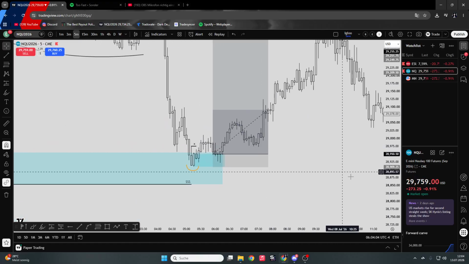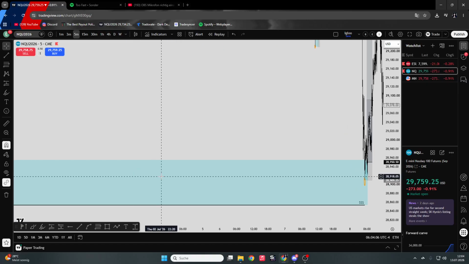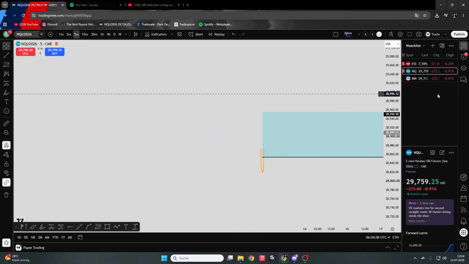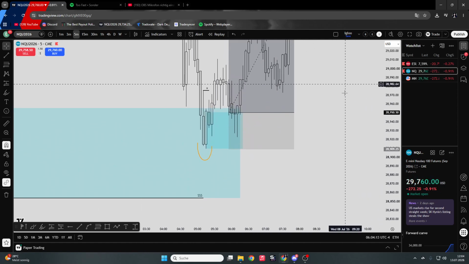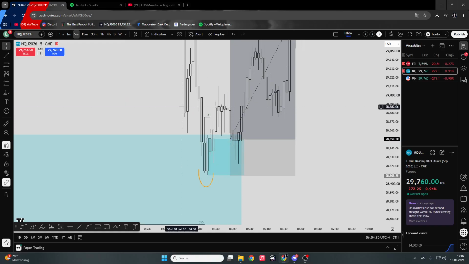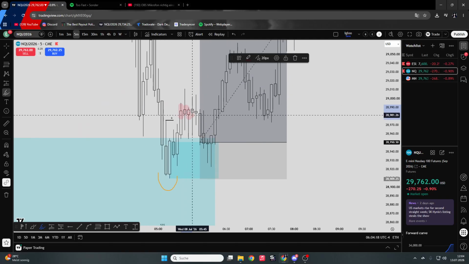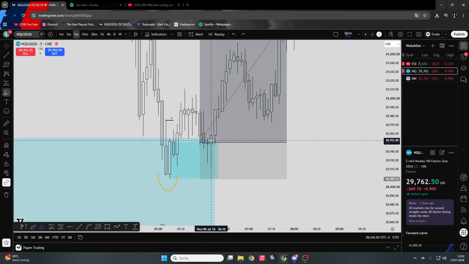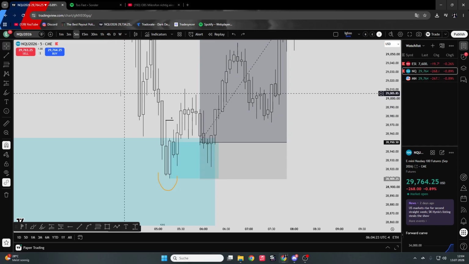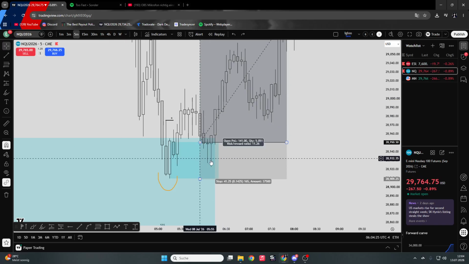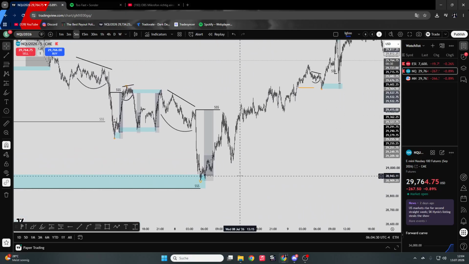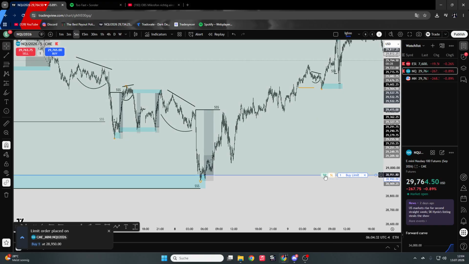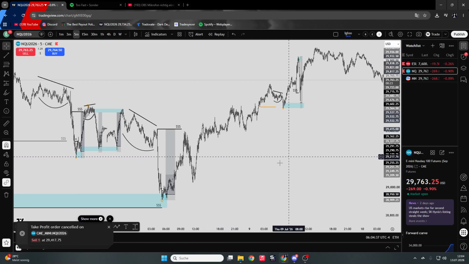As you can see, it always happens the same. We tap into that order block, we break the structure. You can call this a micro AMD, however you want to call it. Coming back into it, 5-minute order block, entering your trade, and that's another 10 bands. Pretty simple.